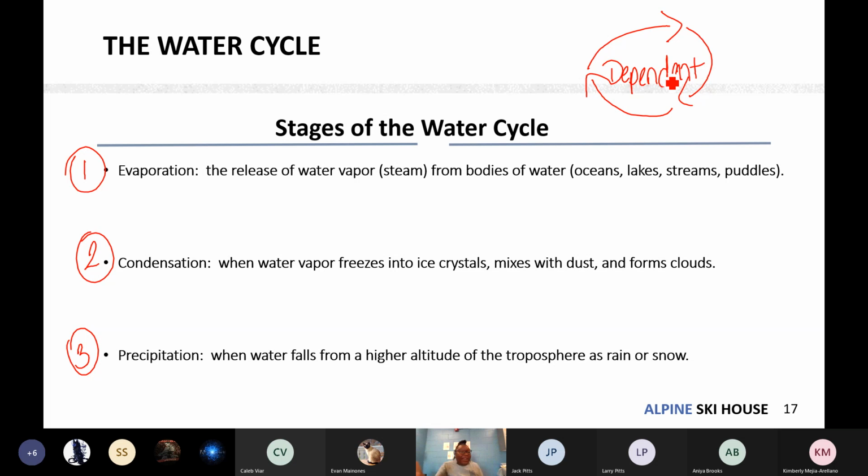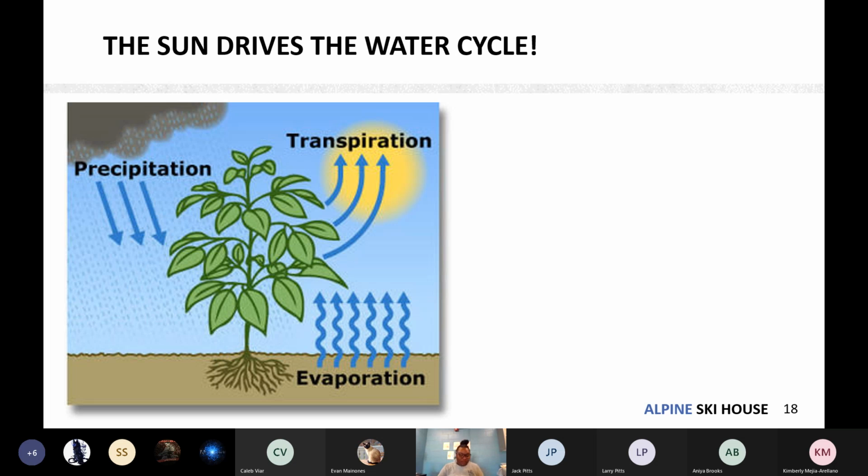In other words, if I didn't have evaporation, I couldn't have condensation. If I didn't have those clouds being created, I couldn't have precipitation. All three of these major stages depend on one another. But let's add to our knowledge of the water cycle today. In your notes, I'd like you to write a star statement that says, the sun drives the water cycle. In other words, the sun powers the water cycle.